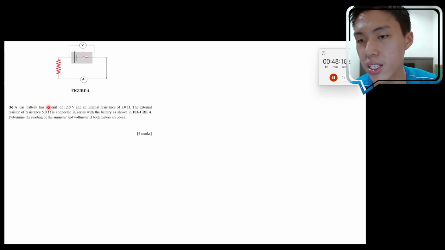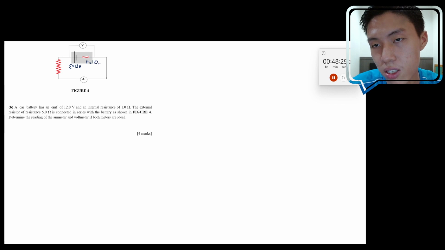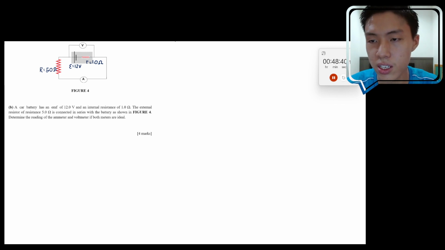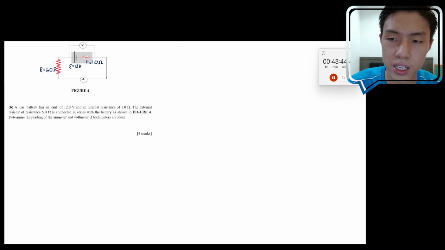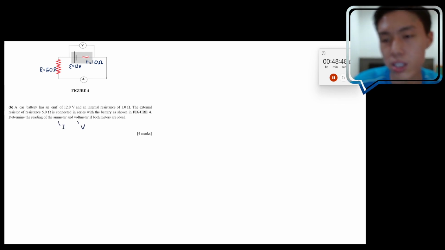A car battery has an EMF of 12 volt. Okay, so you can probably label it here. EMF here is 12 volt. Internal resistance of 1 ohm. So this is internal resistance of 1 ohm. The external resistor has a resistance of 5 ohm. R is equal to 5 ohm. Okay, connected in series to the battery as shown in figure 4. Determine the reading of ammeter and the reading of voltmeter if both meters are ideal. So this one looking for current, this one looking for terminal voltage.